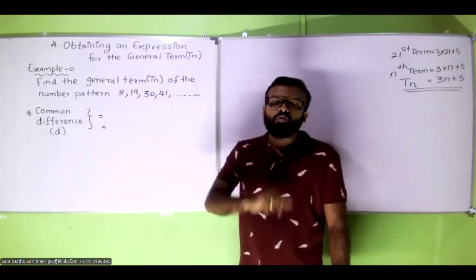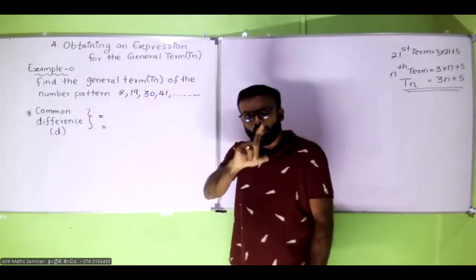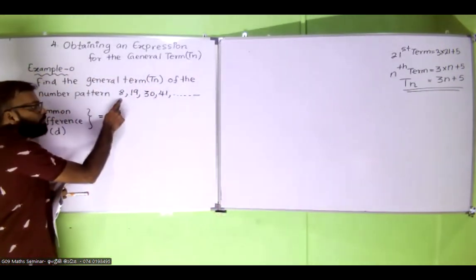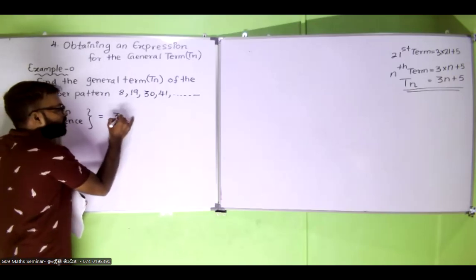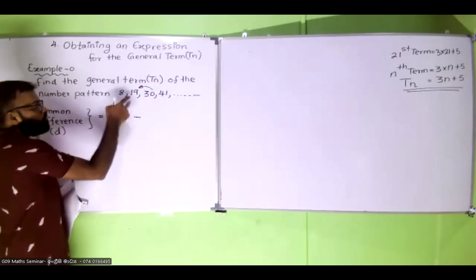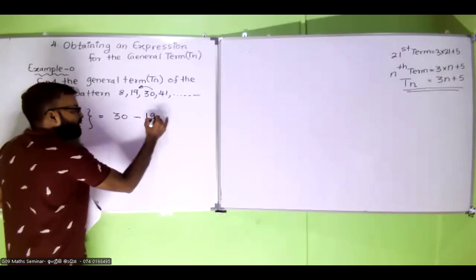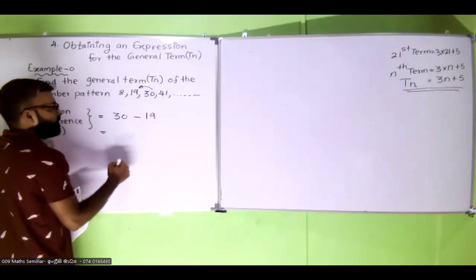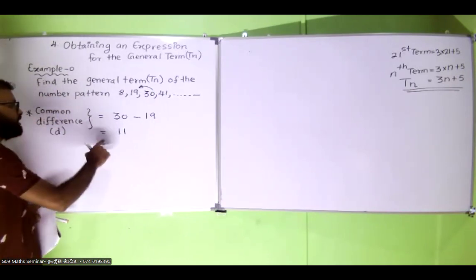First of all, you need to find the common difference. How are we going to find the common difference? Take any term except the first term. So I will take 30 for now, minus the previous term, 19. So 30 minus 19 is 11. The common difference is 11.